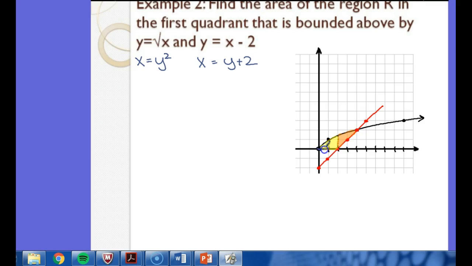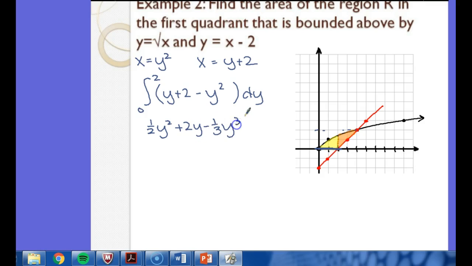So again, now we're going to talk about integrating from y equals 0 to y equals 2. So you have the integral from 0 to 2. Your right is this line right here, so it's y plus 2, minus your left, which is the black, so it's y squared, dy. So now we just simply take our antiderivative. So you get 1/2 y squared plus 2y minus 1/3 y cubed from 0 to 2.